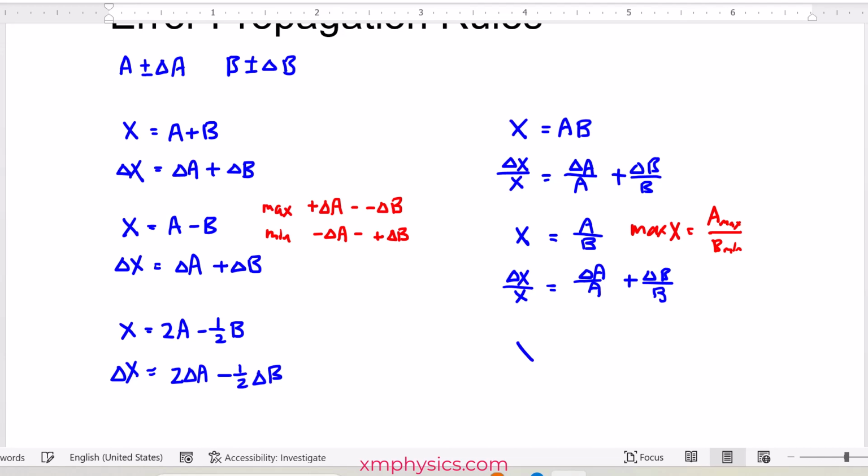Okay, what shall we do next? Let's try X equals 3A divided by B. So the percentage uncertainty of X is now going to be still the same: the percentage uncertainty of A plus the percentage uncertainty of B. There's no change. The 3 here has no effect.